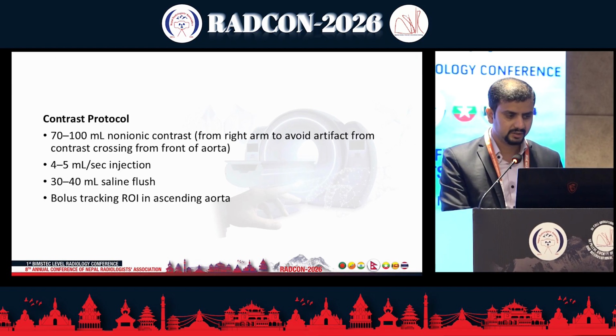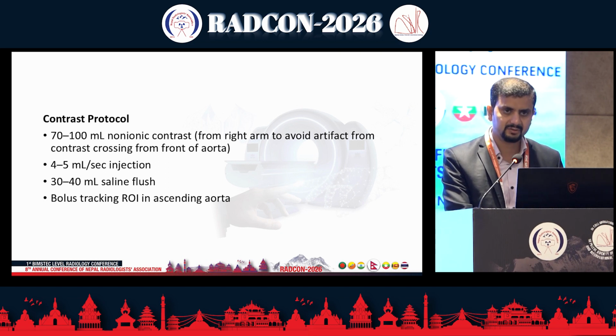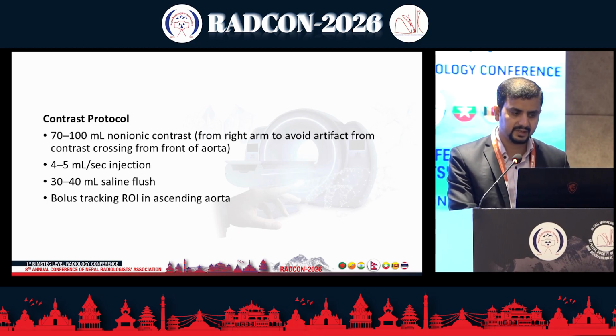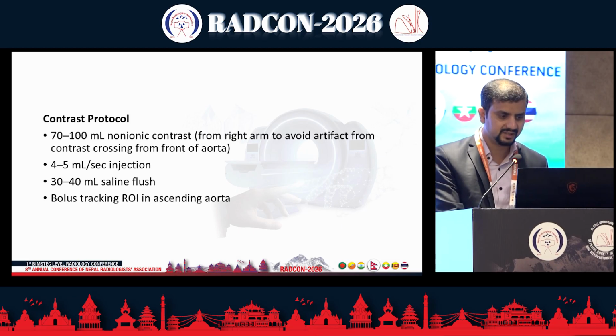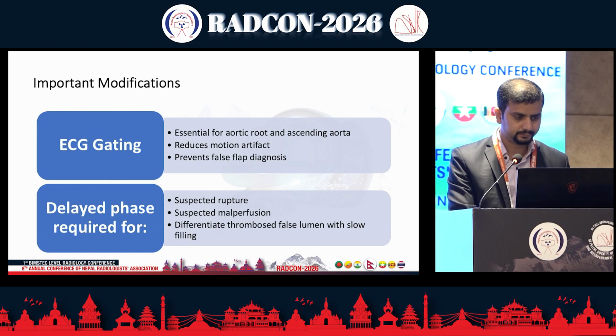In the protocol, 70 to 100 ml of non-ionic contrast is injected, and it should always be injected from the right arm, because if we inject from the left arm, the contrast will cross in front of the aorta and can give streak artifacts. An injection rate of 4 to 5 ml per second should be maintained, and a 30 to 40 ml saline flush is given. Bolus tracking is placed in the ascending aorta with a trigger at around 120 HU.